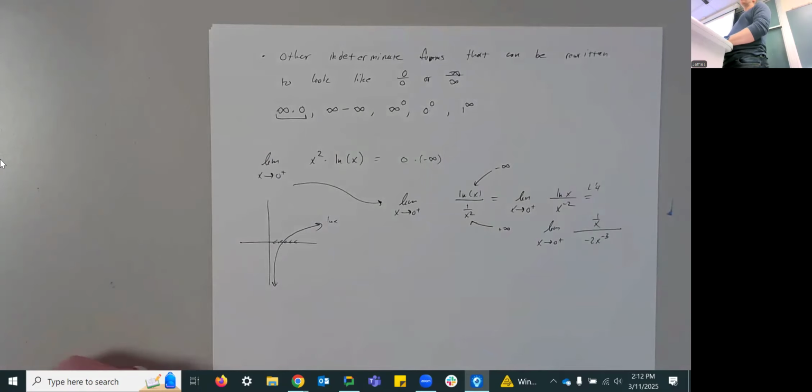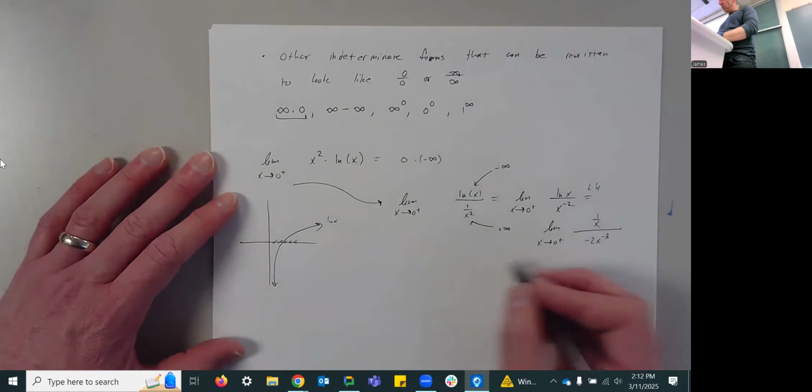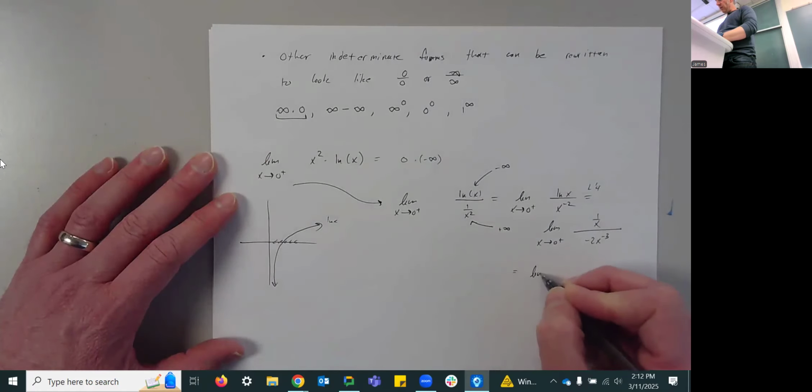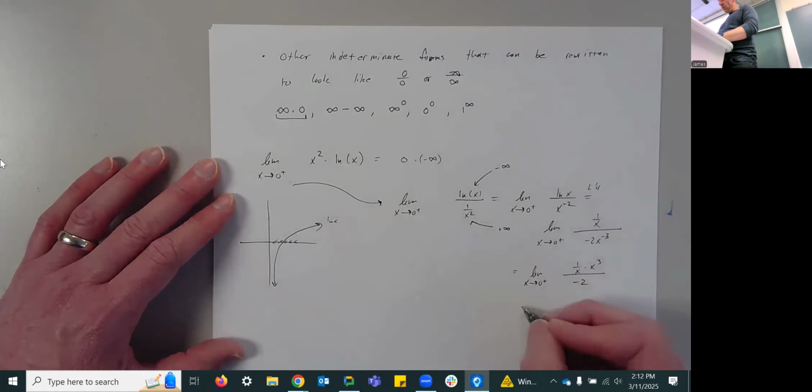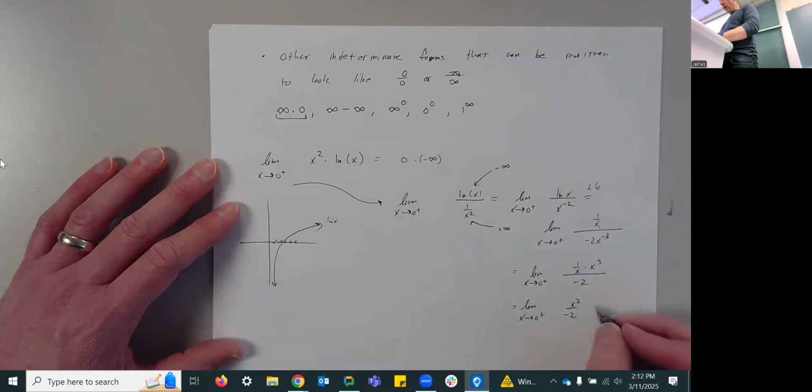And just like the previous one, we should simplify. So if I multiply the top and bottom by x cubed, I get the limit as x approaches 0 from the right of 1 over x times x cubed over negative 2, which is just the limit as x approaches 0 from the right of x squared over negative 2. Plug in 0 for x, and you get 0 divided by negative 2, which is 0.